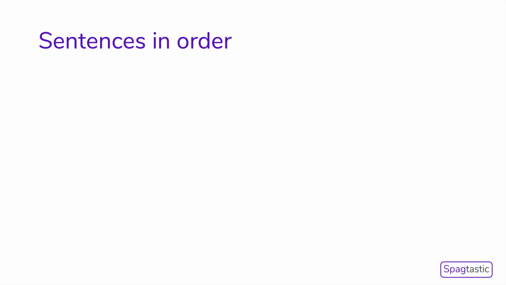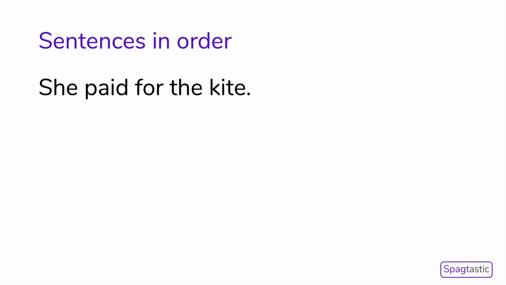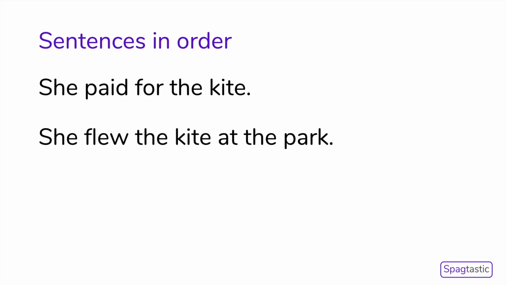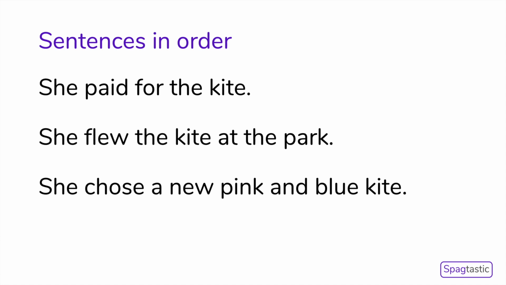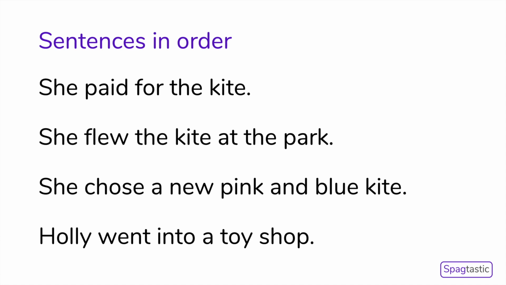Let's look at some more examples. She paid for the kite. She flew the kite at the park. She chose a new pink and blue kite. Holly went into a toy shop. These sentences are in the wrong order. Can you work out what order they should be in? Why not pause the video and have a think for yourself?